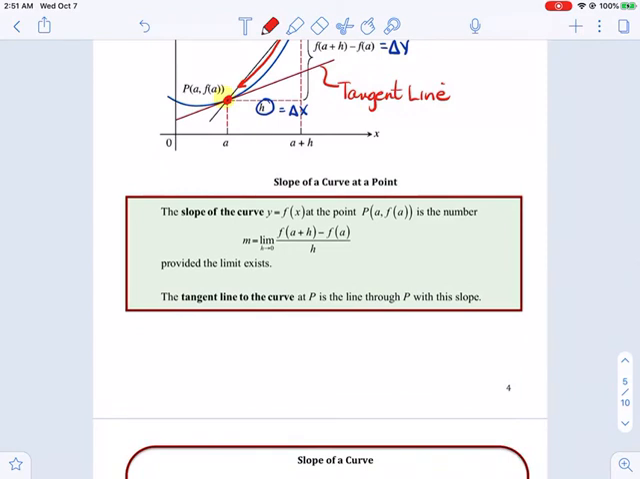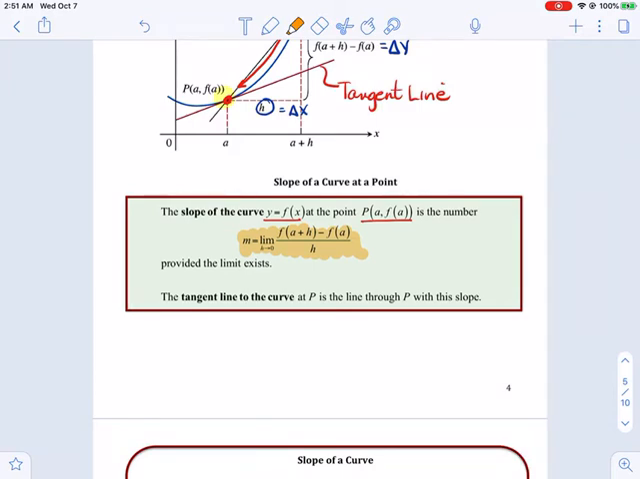So the slope of the curve at y is equal to f of x at the point P, A, f of A is the number m is equal to the limit as h approaches 0 of all this, provided that the limit exists.